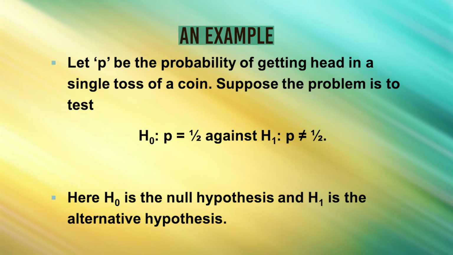When we consider testing of hypothesis, there are two types of hypothesis: null hypothesis and alternative hypothesis. Null hypothesis is that which is tested, and alternative is that which contradicts the null hypothesis. We take an example. Suppose p is the probability of getting head in a single toss of a coin. I want to test whether the coin is unbiased. What is my null hypothesis? p is equal to half. So what can be my alternative hypothesis? The coin is not unbiased, that is, p is not equal to half. So H naught here is the null hypothesis and H1 is the alternative one.